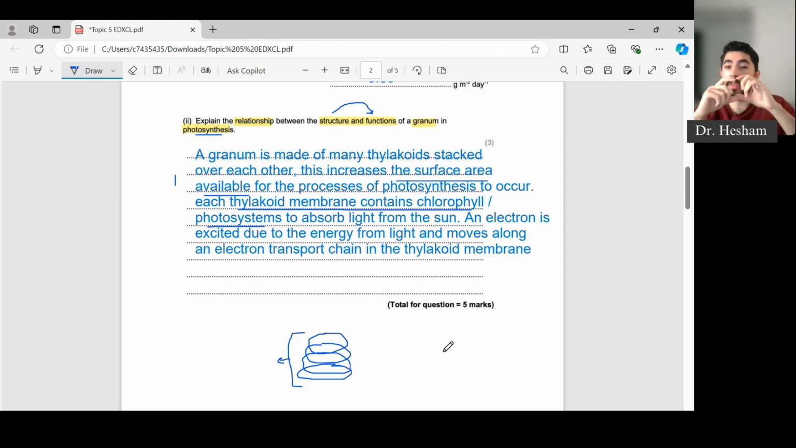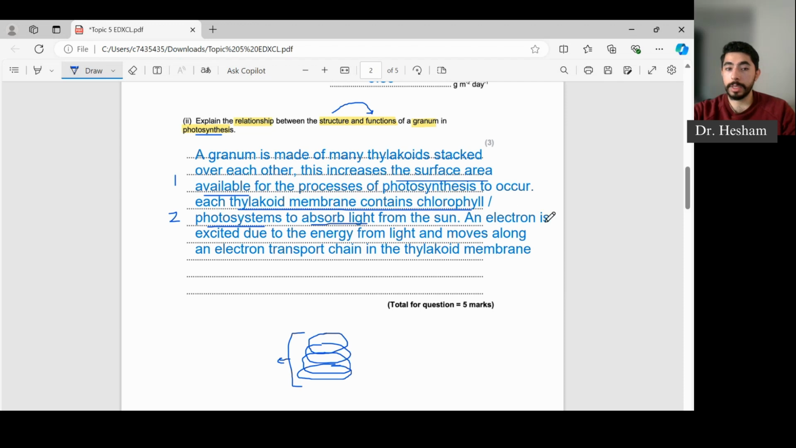So when you speak about the thylakoid membrane, what does it contain? Chlorophyll. And what does this chlorophyll do? It absorbs light. So you linked the structure of a granum to a function. It contains chlorophyll, and this chlorophyll absorbs light. So when you mention absorb light, you will get the second mark.